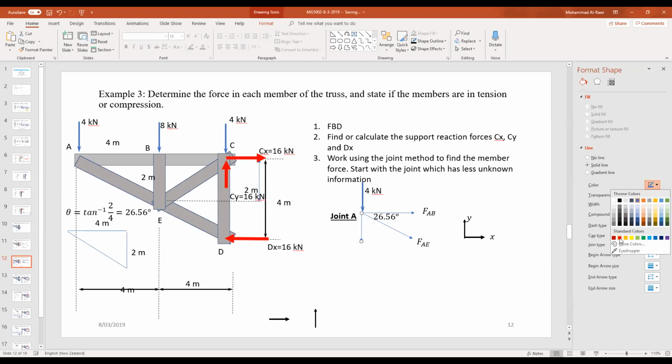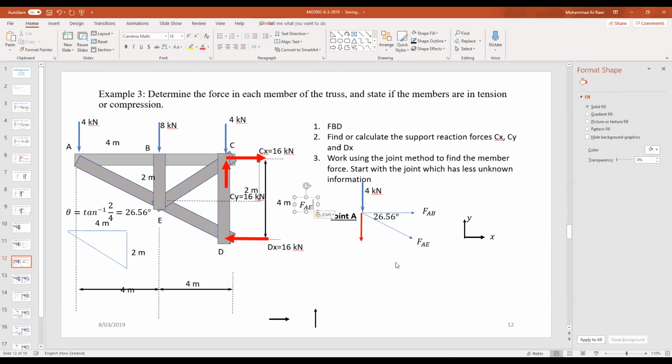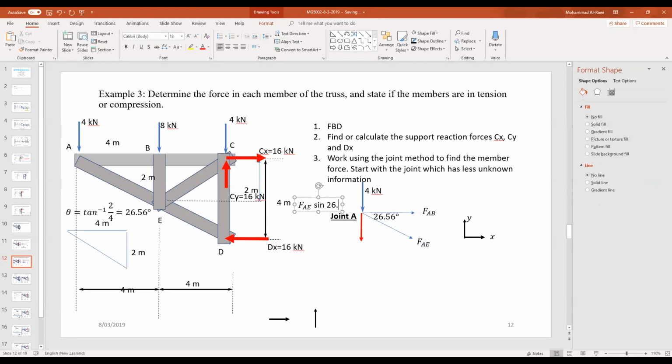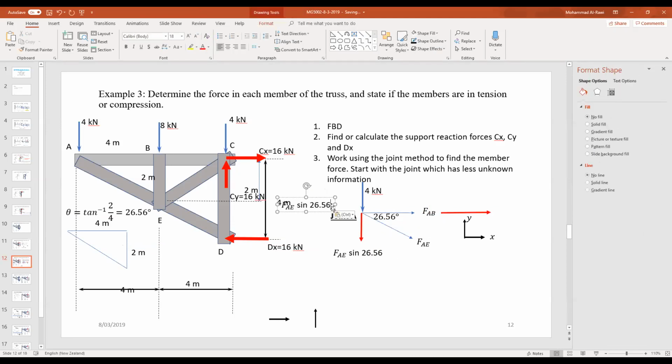Change the color to something easy to see to avoid any confusion. And this one will be for us FA sine. Again, when we're going away from the angle, 26.56 will be sine. And the other one will be cosine. So I'll put it here to show you it's going in that direction. And that will be Control-C, Control-V to save my time. And that will be cosine 26. And remember, it's in degrees.